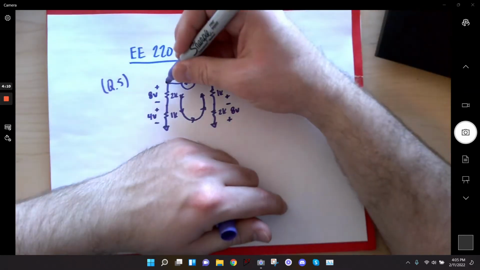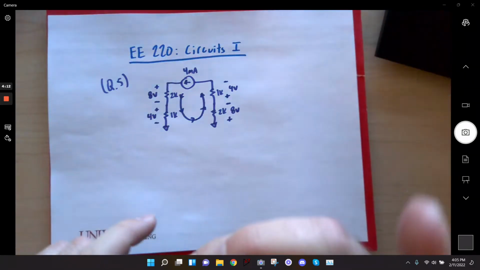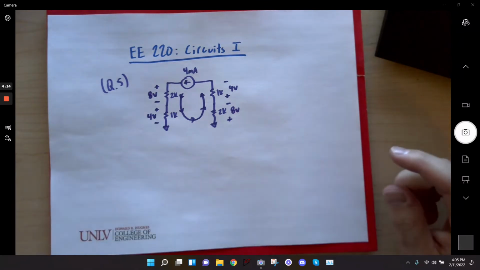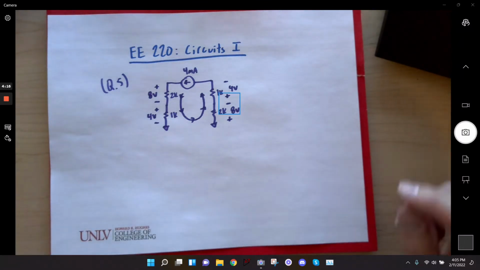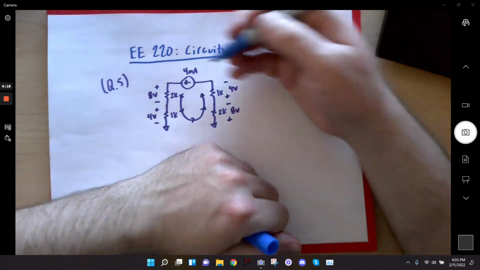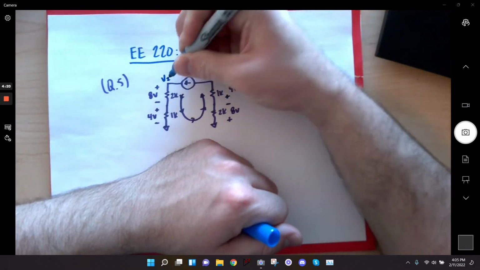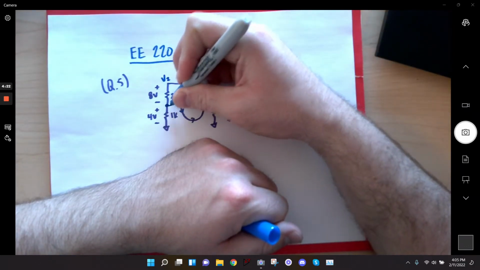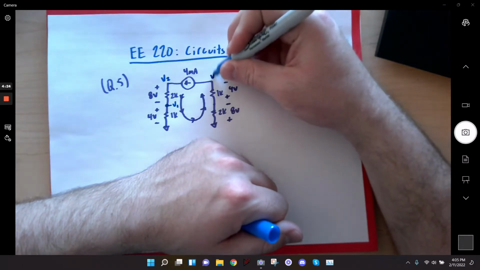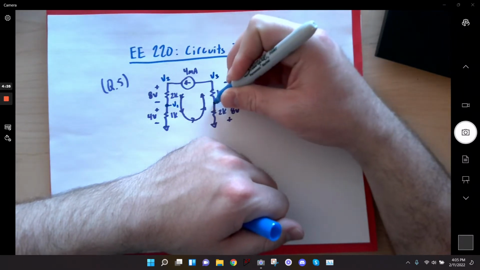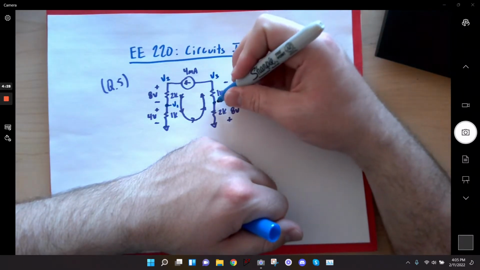Now I haven't solved for any of the voltages yet, the voltages at any of the nodes. What I have solved for is the drops across each of the resistors. So I think this was V2, this was V1, this was V3, and this was V4, correct? Yeah, I think that's right.